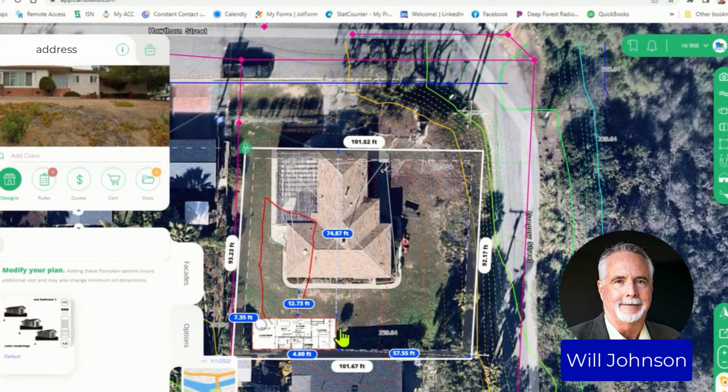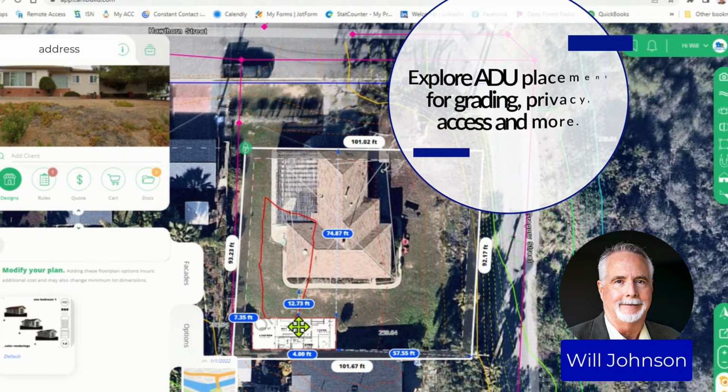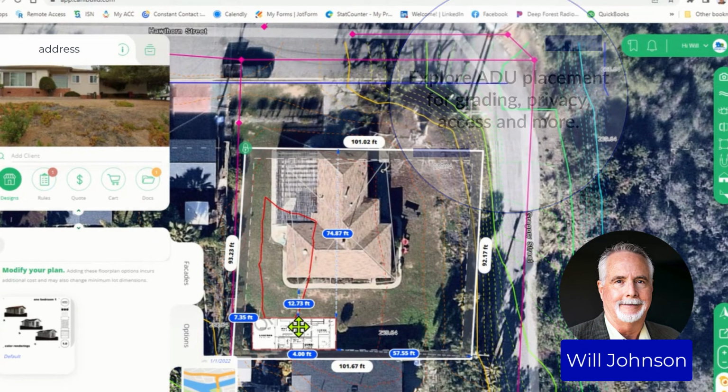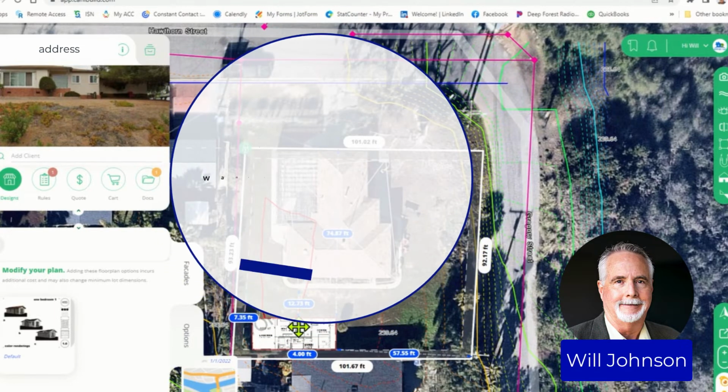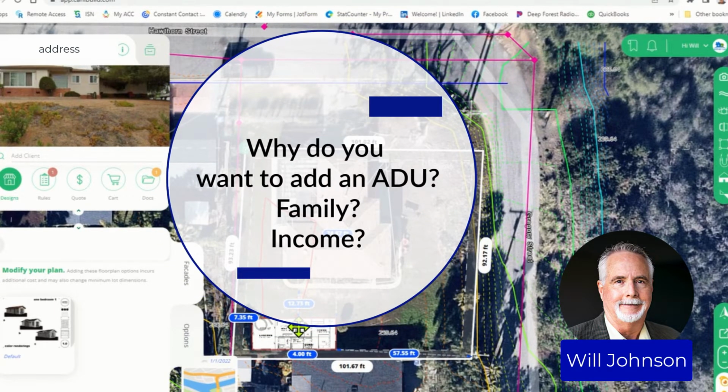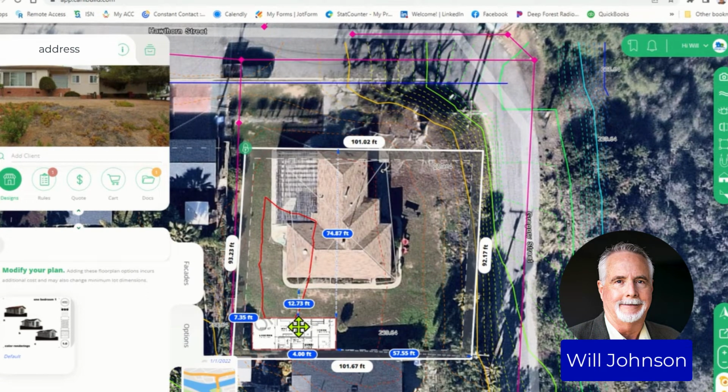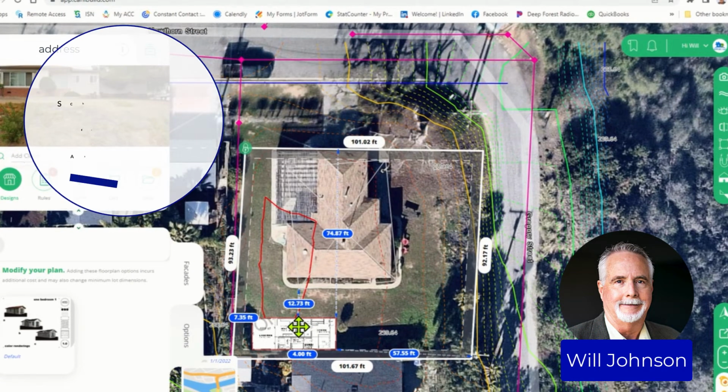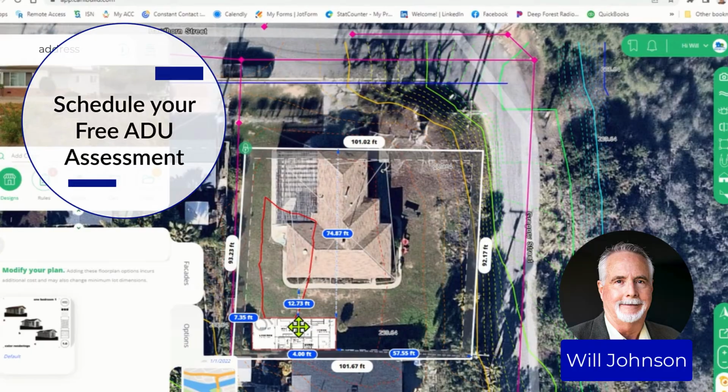So there's a couple of things we want to consider. Obviously finding a nice flat area for the accessory dwelling units. And then secondly, where do we want to put it in proximity of the primary dwelling unit? Is this for family and you want to share some common areas, or maybe not? This is maybe for income. You may want to put up a privacy fence. So a lot of those kinds of considerations can be explored early on in this process.